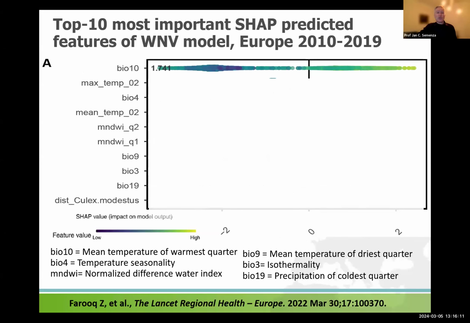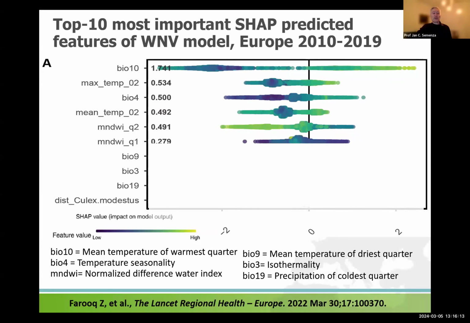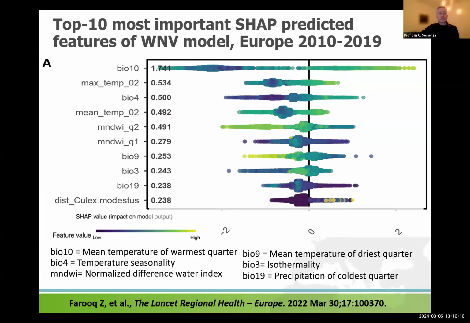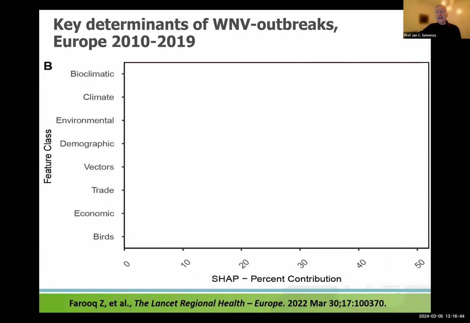And this is work that was done by Zia Farok at Umeå University in the lab of Joacim Rocklöv. And so what we see here is that a number of drivers of this disease, for example, the mean temperature of the warmest quarter was the strongest predictor, but so was the maximum temperature and the temperature seasonality, the mean temperature, and so on. So you see a lot of variables here that have a temperature characteristic that can potentially predict these types of outbreaks. And so we see that temperature is an overriding strong determinant of these outbreaks in Europe.